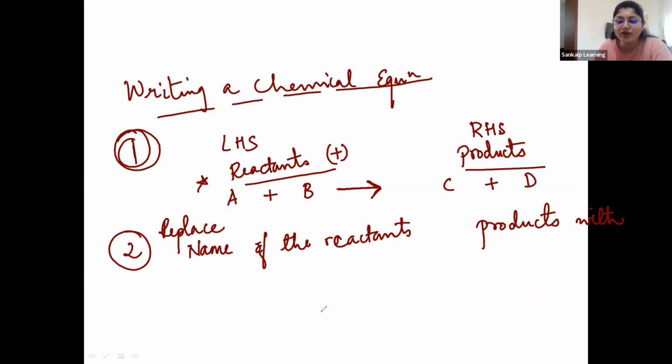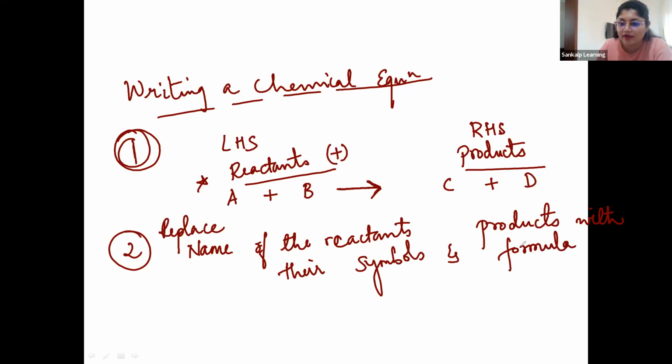So what you have to do is replace the names of the reactants and products with their symbols and formulae. These are the two steps. On the left hand side you have your reactants, separated by plus signs, and on your right hand side you have your products, also separated by plus signs, to show that the chemical reaction is proceeding. To separate the reactants and products, you have to use an arrow, a headed arrow.